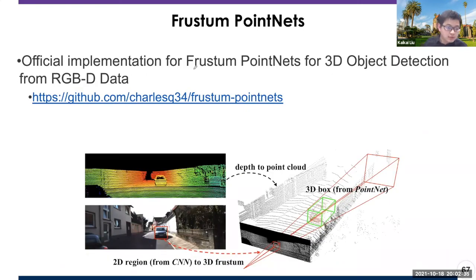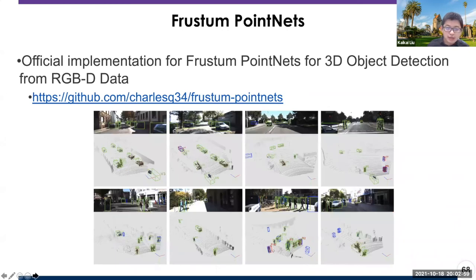But the good thing is this one has an official implementation, and the result is also okay. It's pretty good, right? You can get a frustum using the image, map to a 3D frustum region, then crop the points, get the actual points belonging to a car, then get the bounding box. Based on this, they also tested the results on the KITTI dataset. The results are also pretty good.